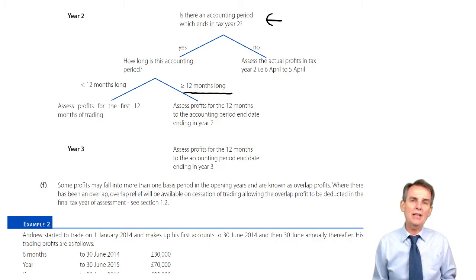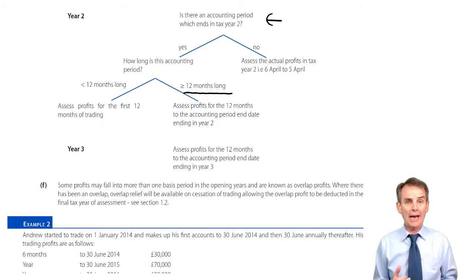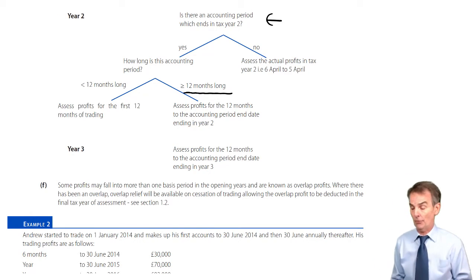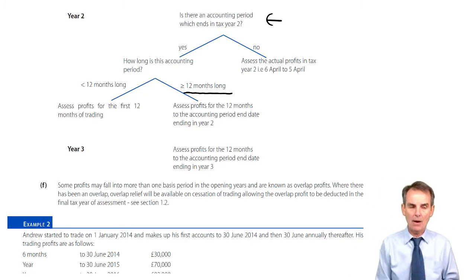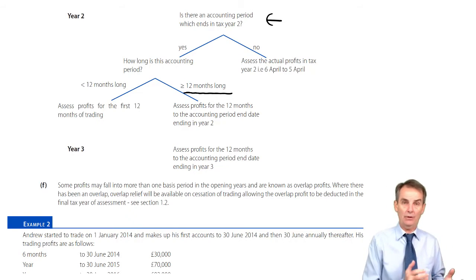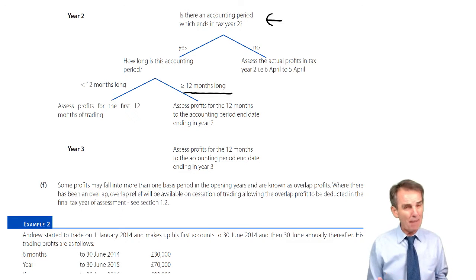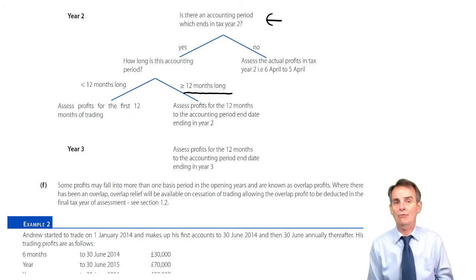What we saw was that in the first tax year of trading, we will always use an actual basis of assessment. So what does that mean? It means, as regards an actual basis, that we will take the profits made from the date you started trading through to the following 5th of April, i.e. at the end of that first tax year. And just about inevitably, it means we're going to have to do some time apportionment of the profits of an accounting period.